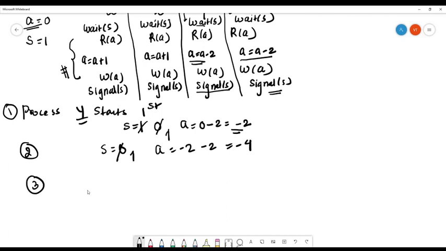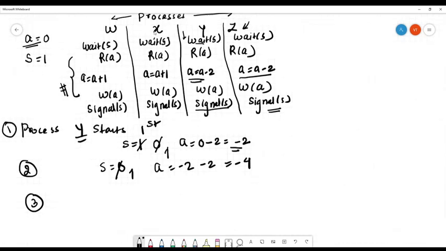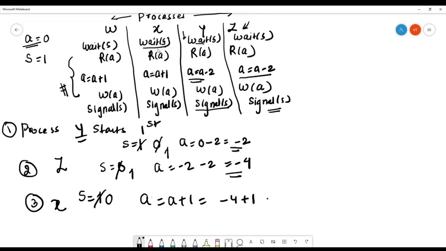Suppose third is process X. Process X again will call wait, so S becomes 1 to 0. This is Z, this is X. What is the value of A? The value of A was minus 4, so A is equal to A plus 1, that is minus 4 plus 1 becomes minus 3, and it will call signal again, so S becomes 1.